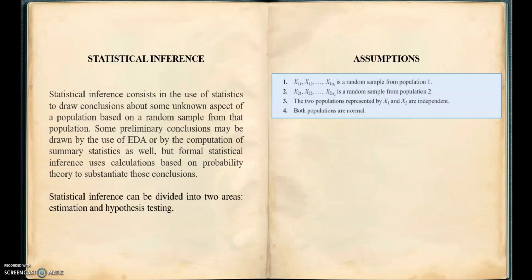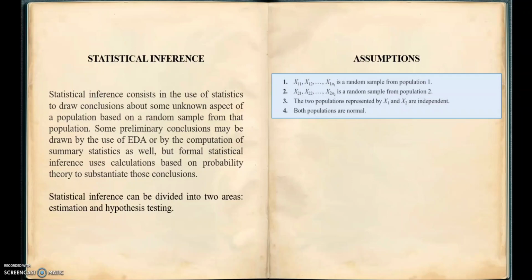Statistical inference can be divided into two areas: estimation and hypothesis testing. In estimation, the goal is to describe unknown aspects of a population. Estimation can be of two types, point estimation and interval estimation, depending on the goal of the application. Next, the goal of hypothesis testing is to decide which of two complementary statements about a population is true.